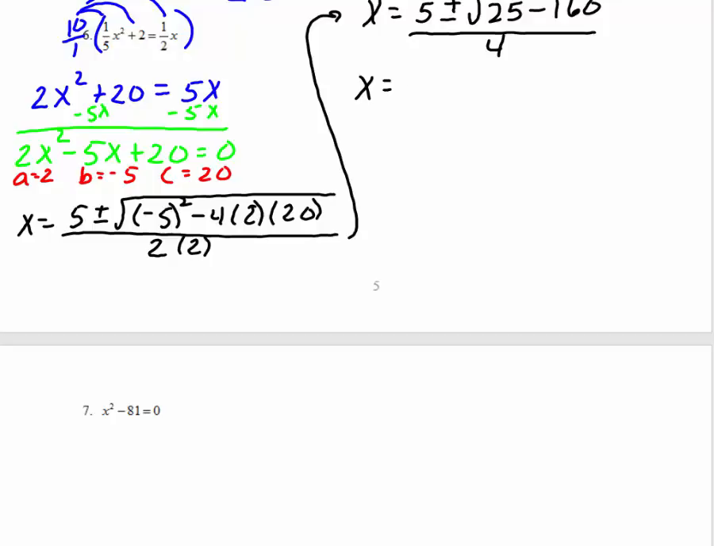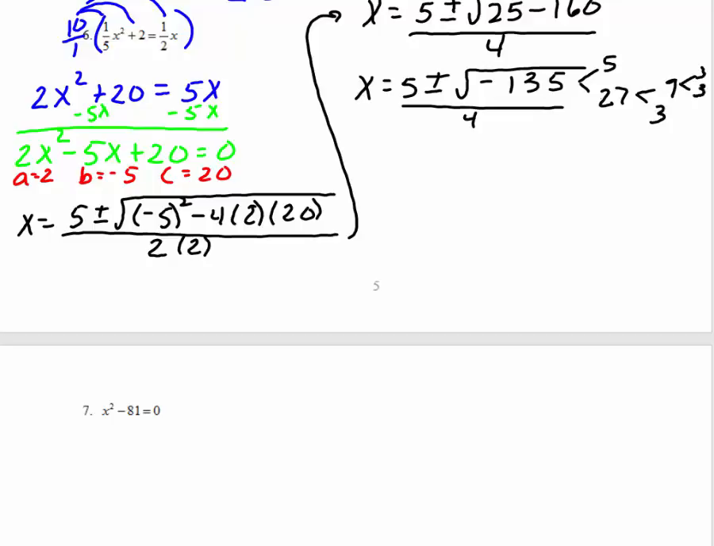So x is going to equal 5 plus or minus the square root of 25 minus 160 is negative, so we're going to have a negative under the radical, and we end up with 135 all over 4. So x equals 5 plus or minus the square root of negative 135 all over 4. Well, negative 135 has a negative underneath, so we're going to have the i, and 135 can be broken up into 5 times 27. Well, 27 can be broken up into 9 times 3, and 9 is 3 times 3. So I do have a pair of 3's that's going to come out, and this 3 and this 5 are going to be left underneath.